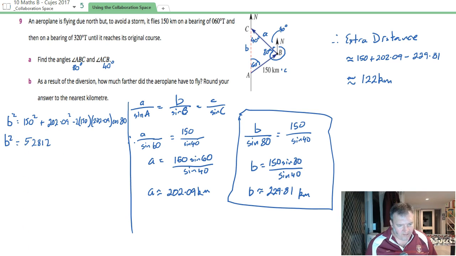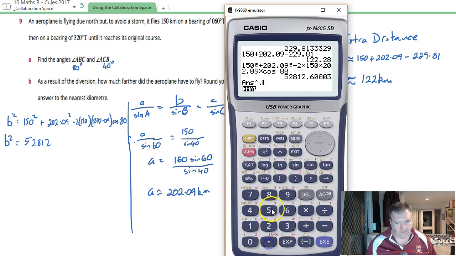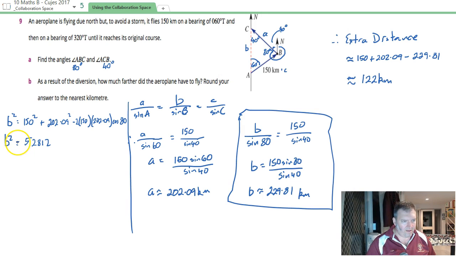I'm making those numbers up. Was that even what it was? 52,812.6 approximately. Now we need to go to the power of 0.5, which is of course square rooting, but it's just so much faster to do that. 229.81. Oh look, 229.81 kilometres. Same as we had before.